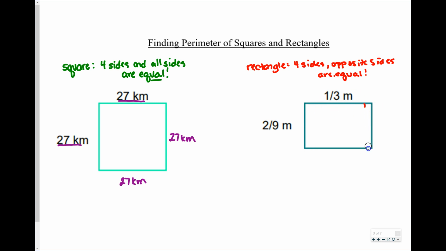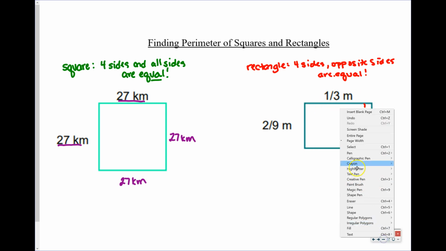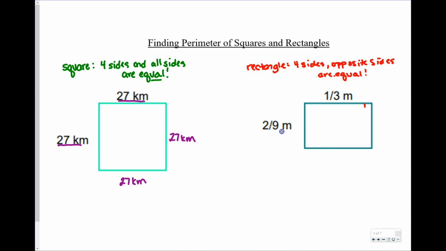Okay, then I know that this one side right here, because this is 2/9, that means that this side has to be 2/9. And because this one side is 1/3, this side has to be 1/3. So I'm making that assumption looking at a rectangle. Opposite sides are the same length.